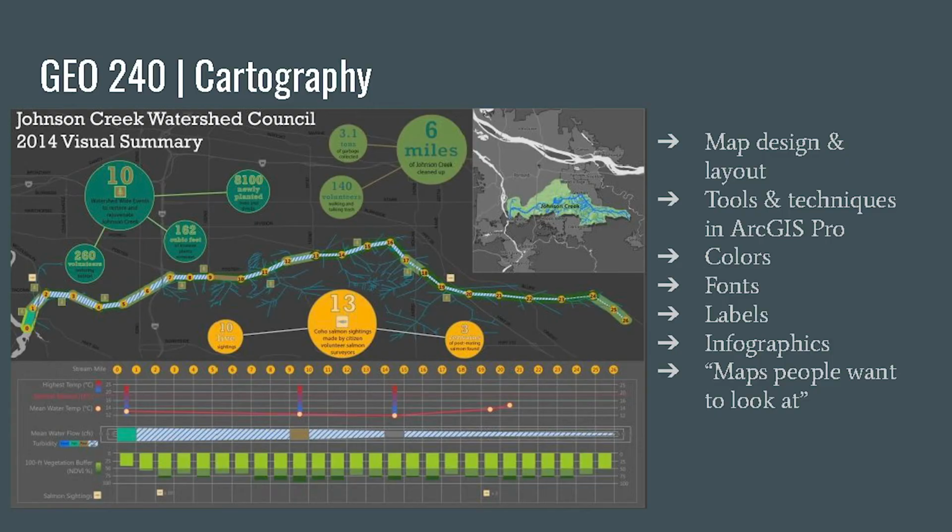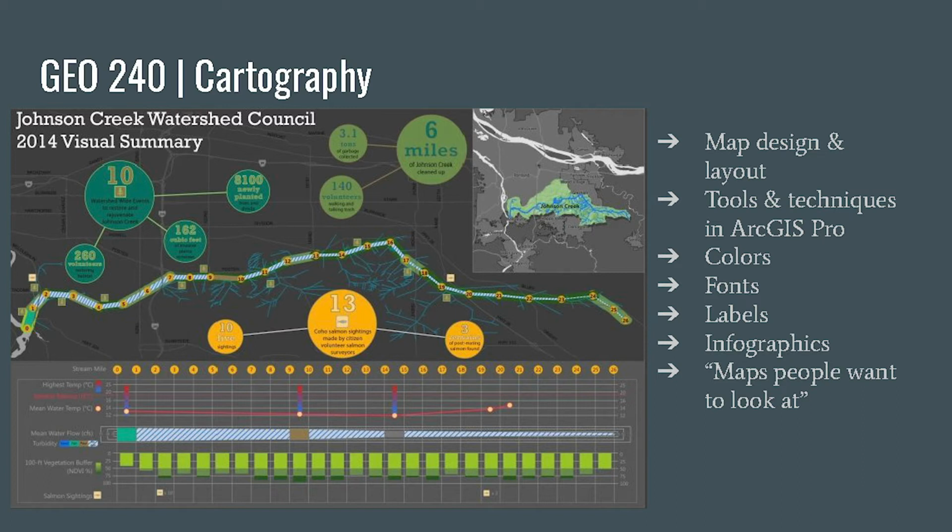GO 240, Cartography. This is a class where you're going to learn a lot about map design. You're going to learn how to make maps that people want to look at. In this class, we cover map layout. We cover the nuances of labels, fonts, color, and how to design map elements like north arrows or legends.